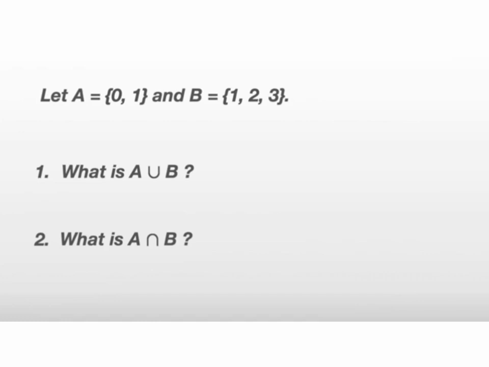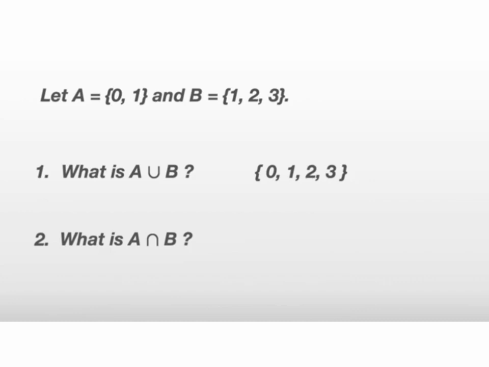The union of A and B contains all the elements in A, so 0 and 1, as well as everything in B, which is 1, 2 and 3. So altogether, and ignoring the repeating 1, we have the union of A and B is a set containing 0, 1, 2 and 3. Remember, just to be clear, we get a set containing 0, 1, 2 and 3 from taking the union, not just the elements 0, 1, 2 and 3.